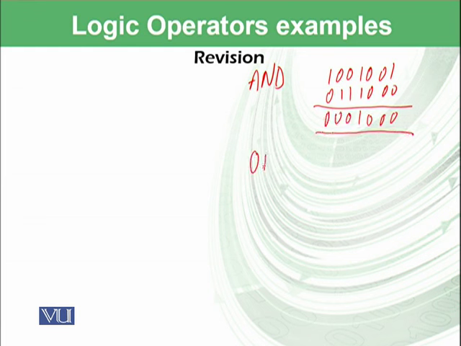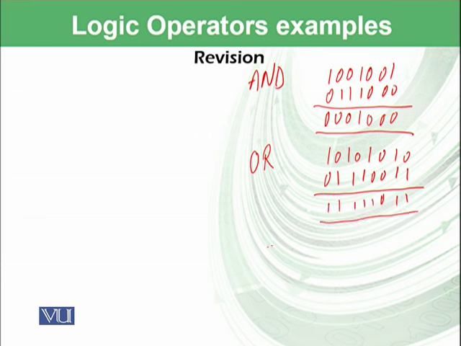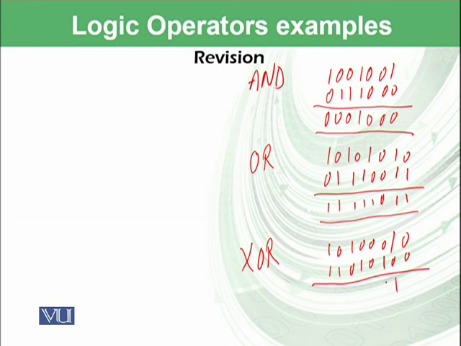And similarly, you might recall that the OR operation, if we have a similar bit pattern, will give you 1 when any of the inputs is 1 or both of the inputs are 1, but it will give 0 when both of the inputs are 0. And then there was exclusive OR. If any one of the inputs is 1, it gives you 1, but when both of the inputs are 1, it gives 0, or when both of the inputs are 0, it gives 0.